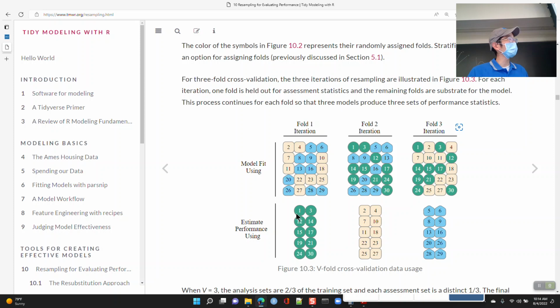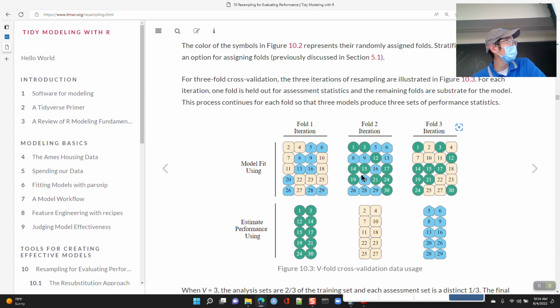So for the first iteration, we'll use the green points as our validation set, and we fit our data on the white and blue points. Iteration 2, we fit on the blue and green, and we use the yellow points as our validation set. Iteration 3, we use the white, yellow, and green, and we fit on the blue. So each of the different folds gets a turn being the validation set, and we fit the model on the other data.